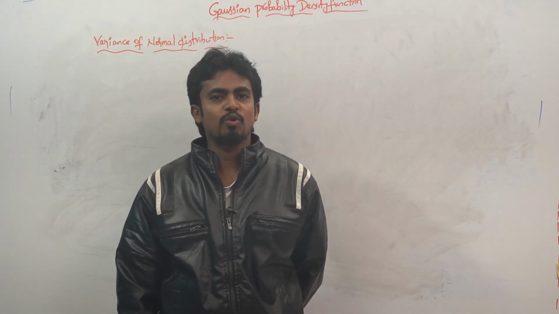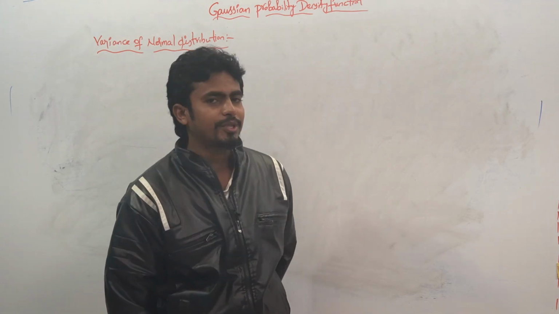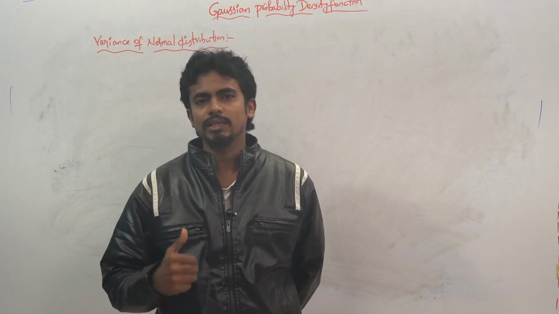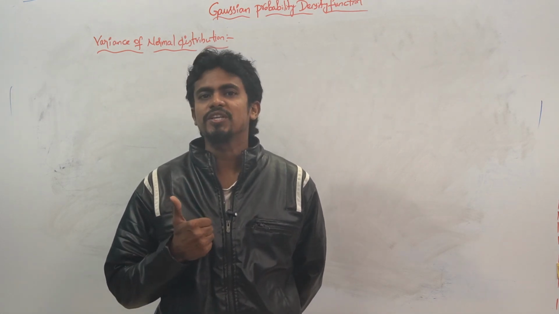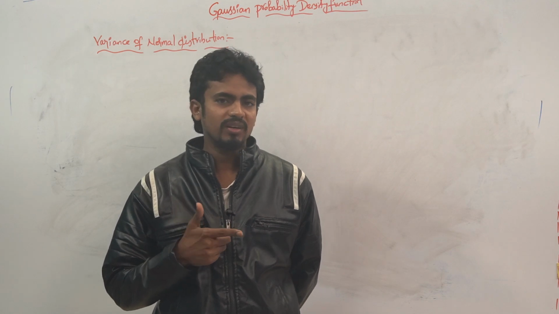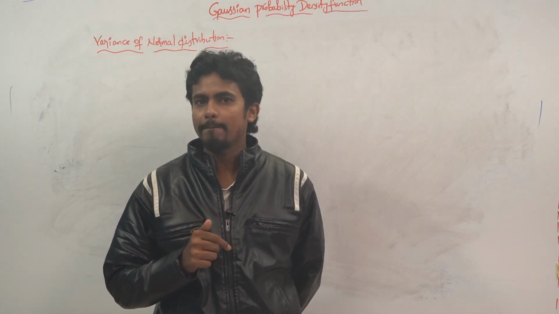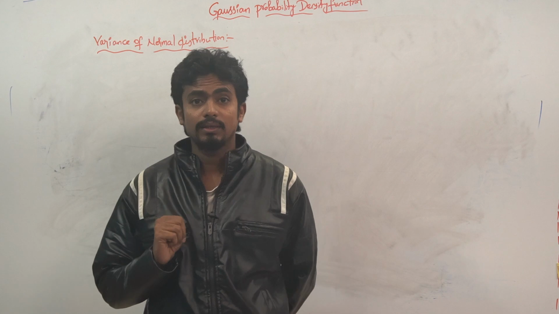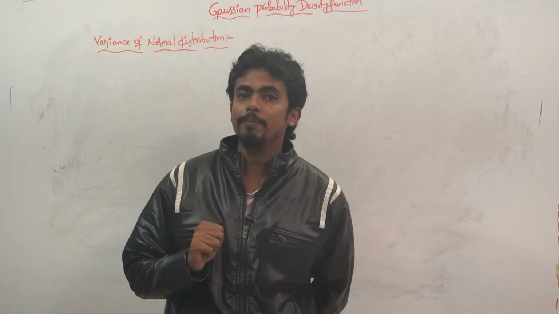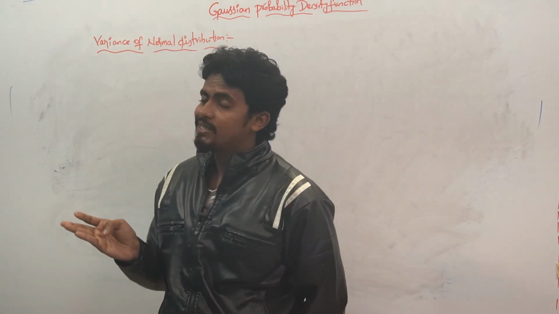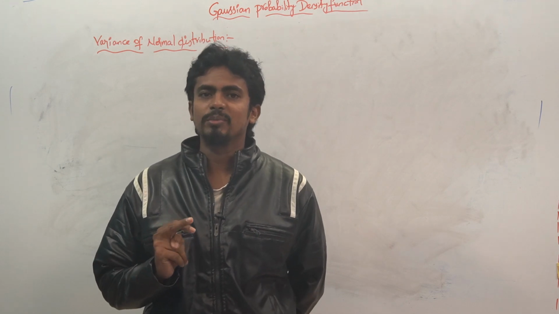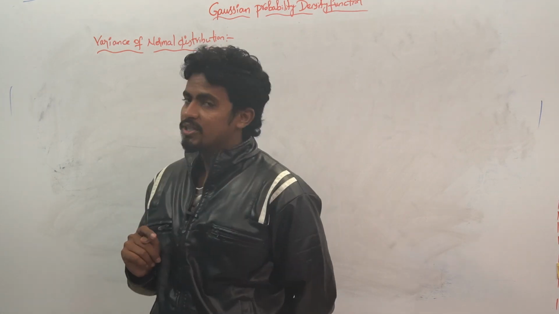Up to now we have seen the concept of what is meant by the Gaussian probability density function and what is meant by the normal distribution, as well as what is meant by the mean for the normal distribution. What we get is that the mean mu is equal to b. And now let's see another concept, that is the variance for the normal distribution.